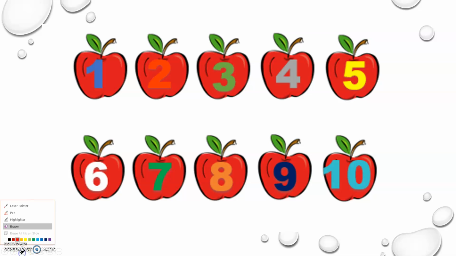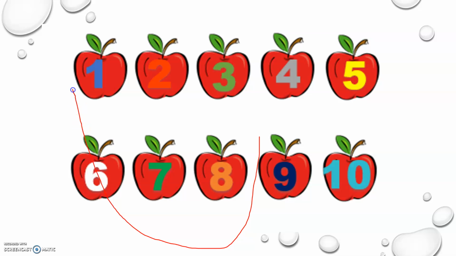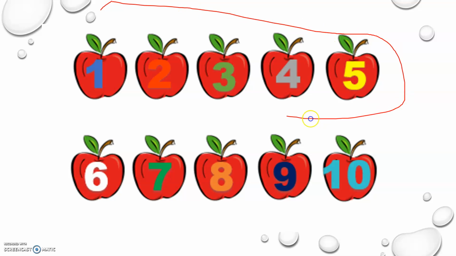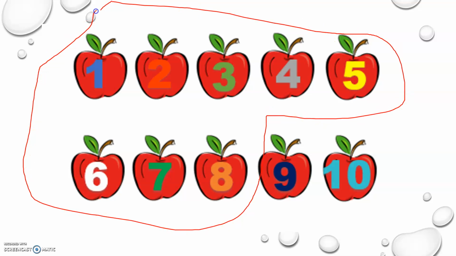Are we going to do 8? Let's do 8. Okay, well, I kind of crossed that out, didn't I? Let's get rid of that and let's do 8. 1, 2, 3, 4, 5, 6, 7, 8. All right, let's do 8. 8 apples. 1, 2, 3, 4, 5, 6, 7, 8. Very good. 8 apples.